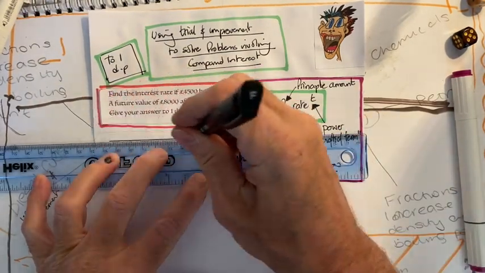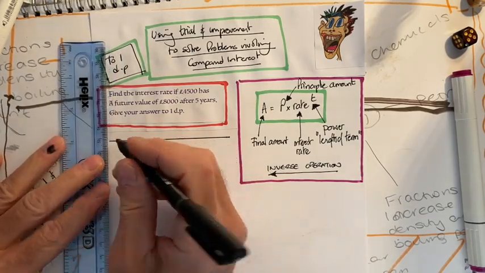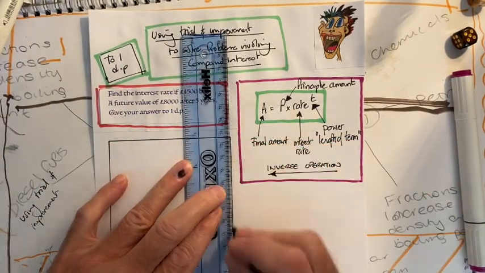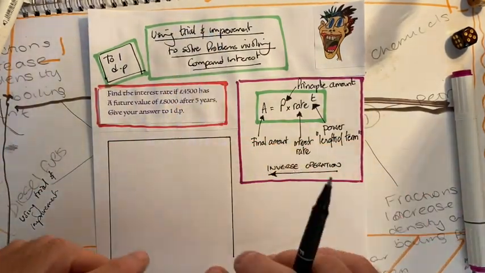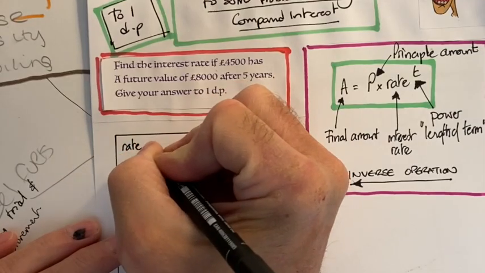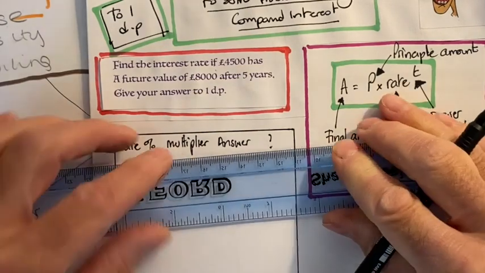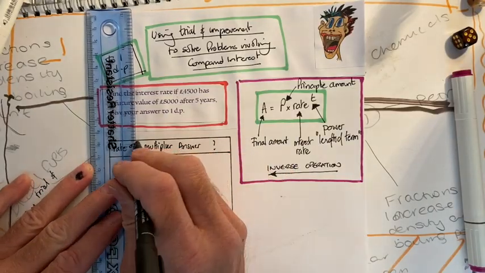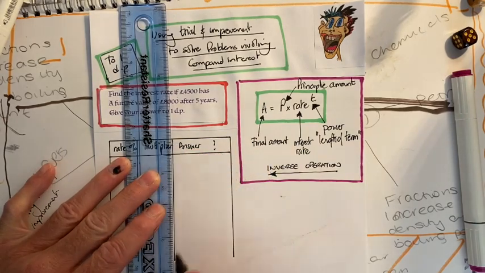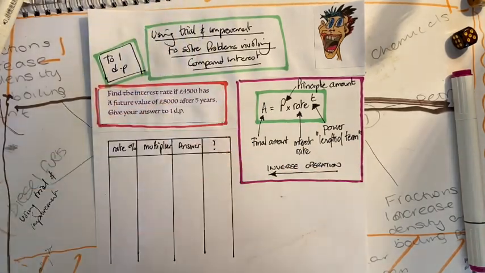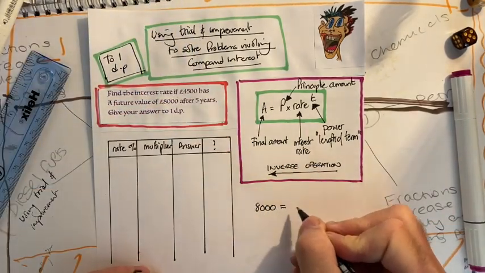In order to do this, we need to build a table. And in this table we're going to have 4 columns. So draw a table out and the headings. Firstly, we're going to have the rate, then the multiplier, the answer, and then the final column, whether it's too high or too low. And you remember multipliers, we've done them last term. So recap quickly on what those are.